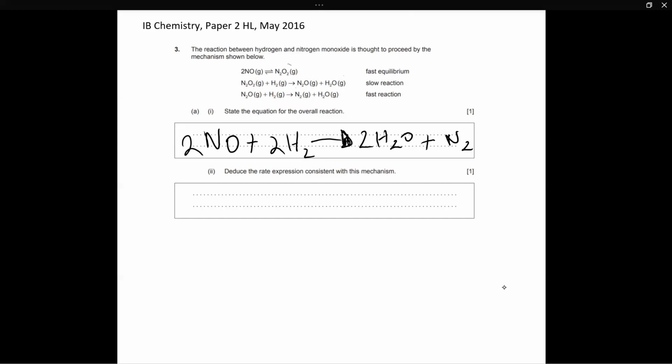Just looking at the overall reaction is not going to give us a fairly accurate representation of the rate expression. So if you want to get the rate expression, we need to look at the whole picture. And what is a rate expression?